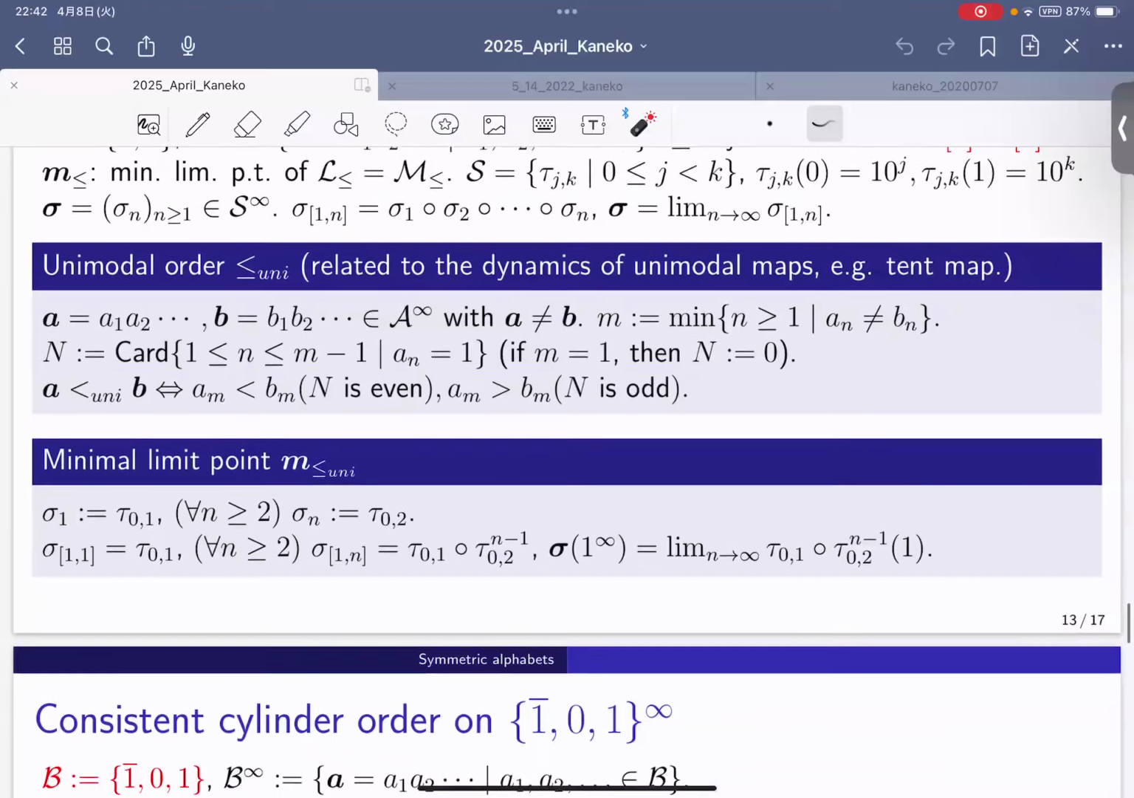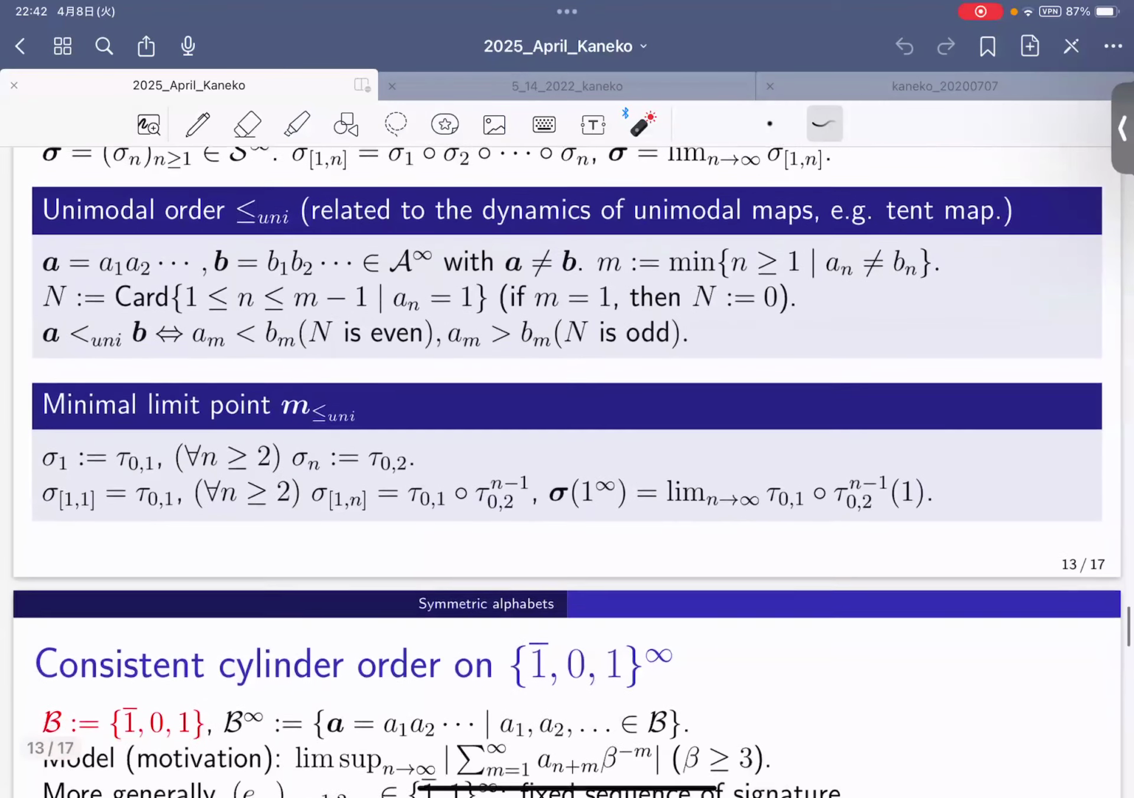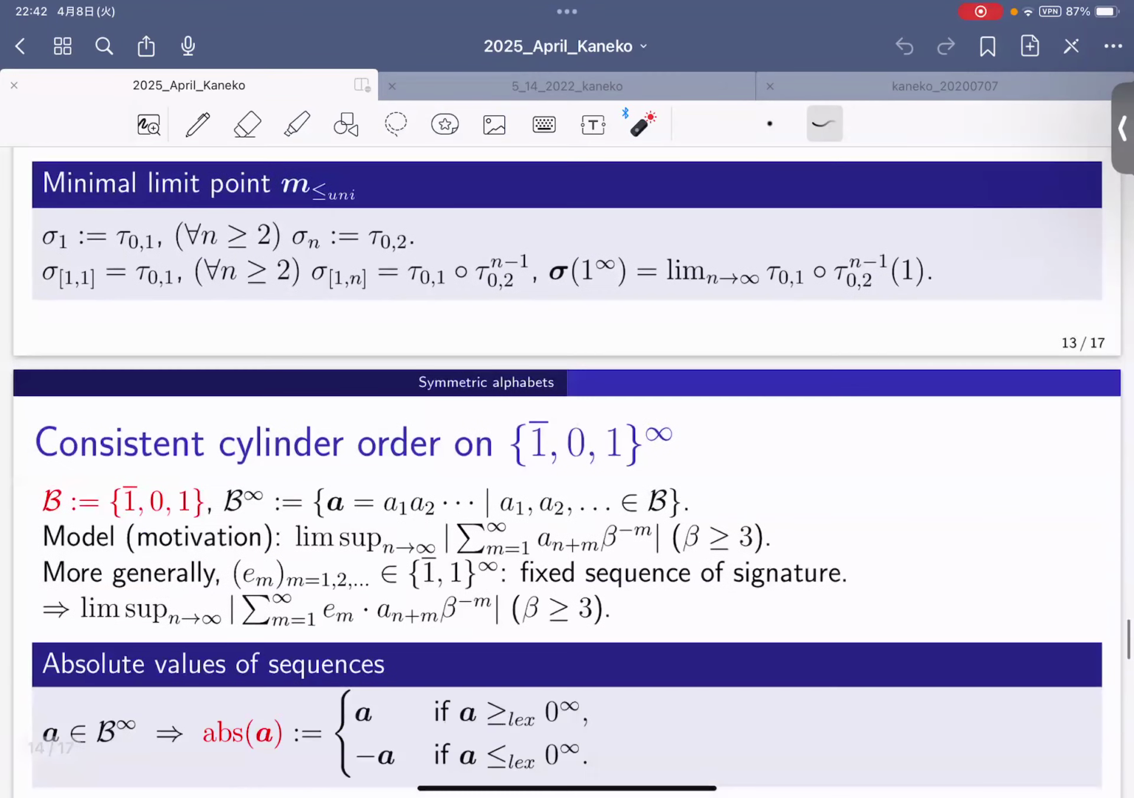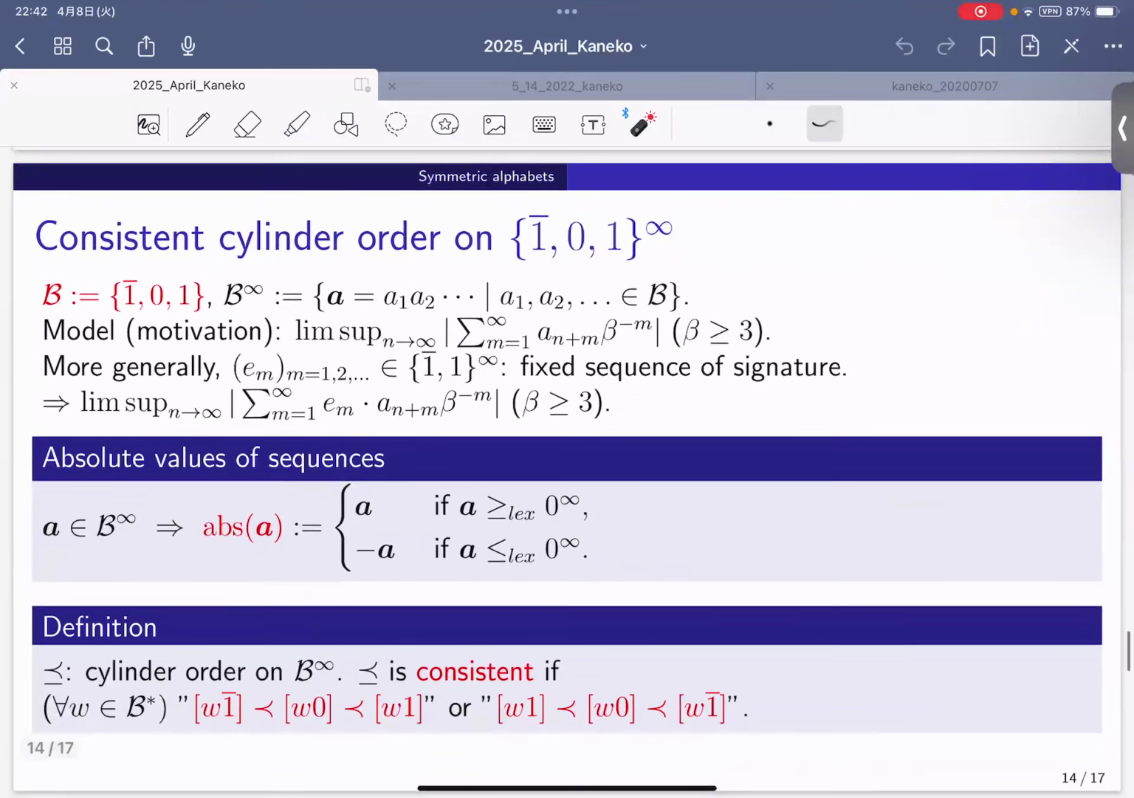So in what follows, I would like to move on to the last section. Is it okay? I have 8 minutes. Is it right? Yes. Okay, thank you.